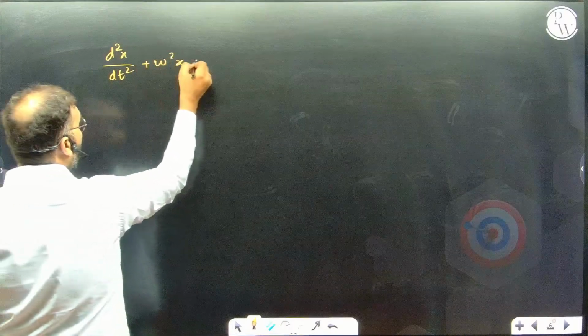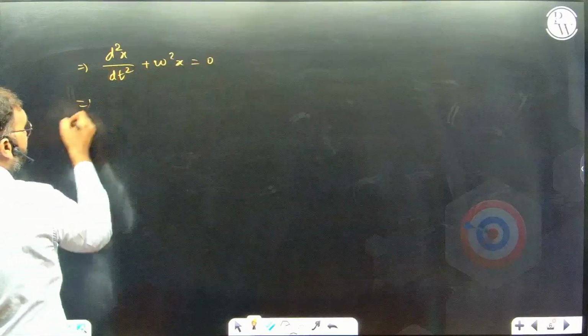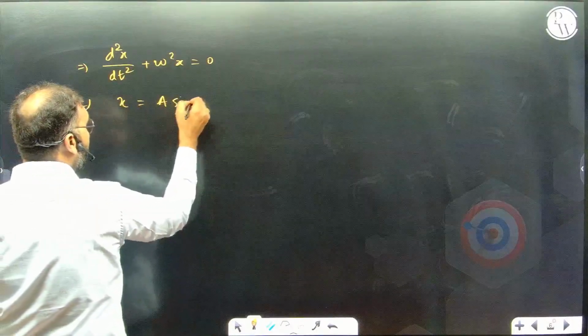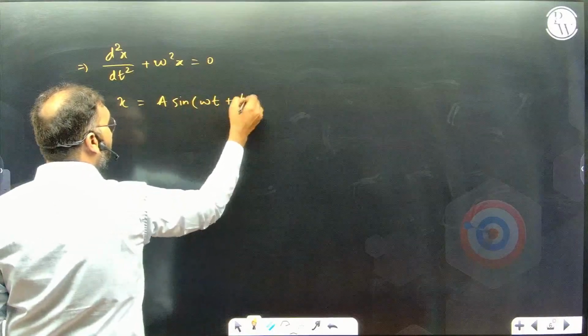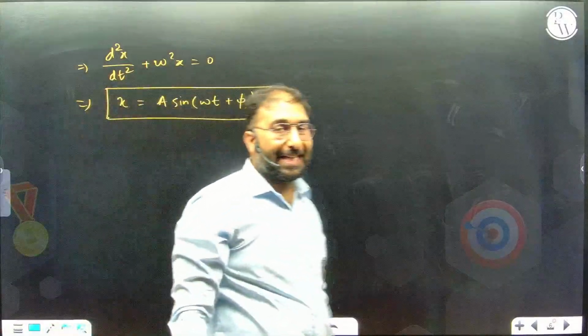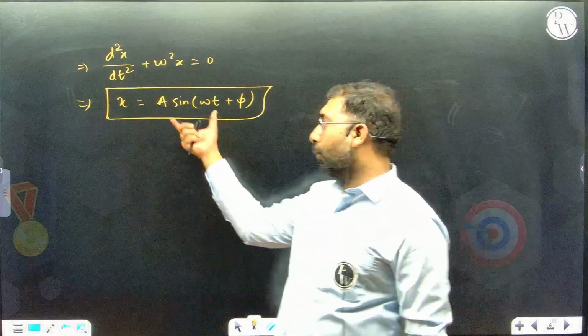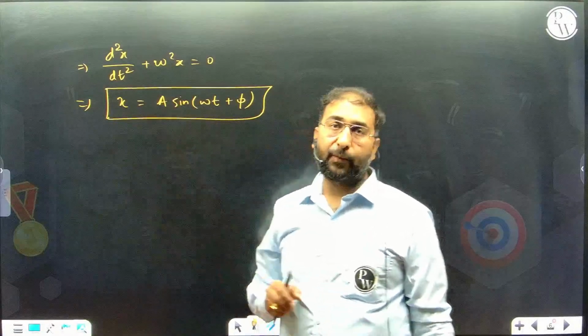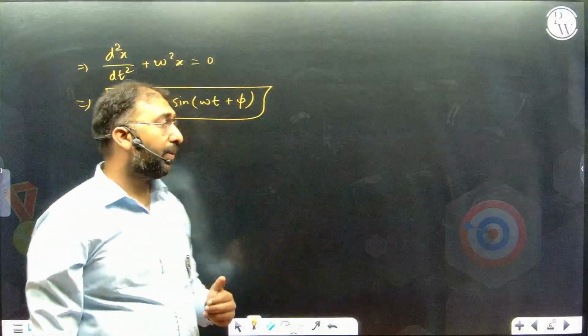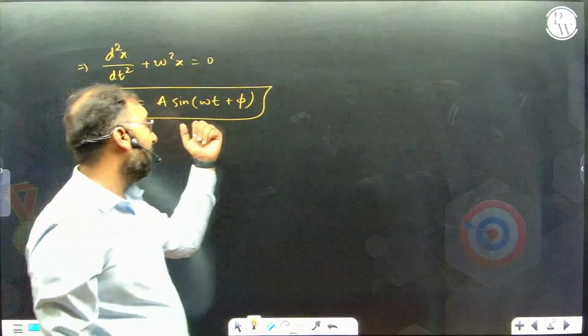Once we are done with this, I'll tell you one more thing. When we have this differential equation d2x upon dt square plus omega square x equals 0, the differential equation of SHM, solving for x, the general solution is x equals a sine of omega t plus phi. This equation represents the displacement of the particle performing SHM, so I can call it the general equation of displacement for the particle performing SHM.